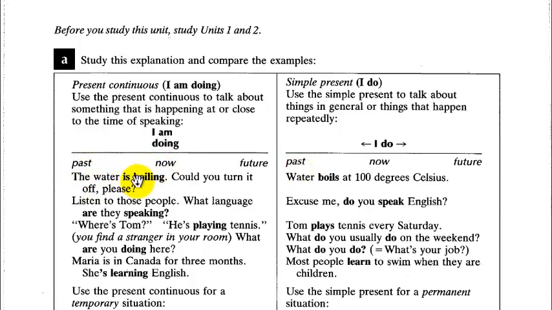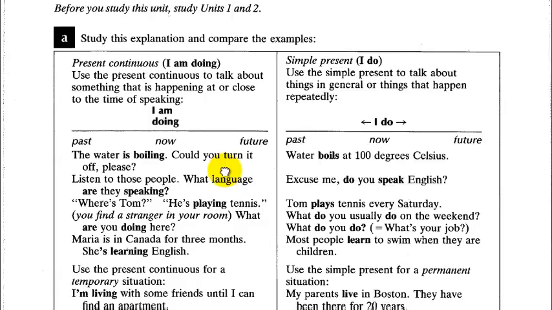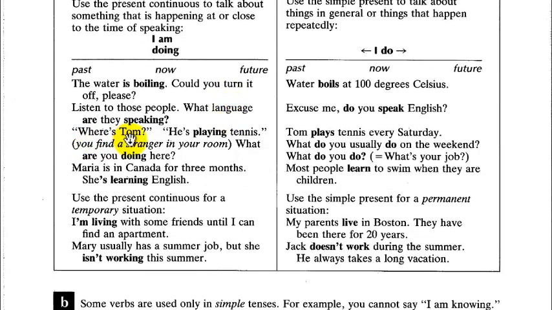The water is boiling. Could you turn it off, please? Simple present: water boils at 100 degrees Celsius. Listen to those people. What language are they speaking? And here: excuse me, do you speak English? In general, okay? Where's Tom? He's playing tennis. Okay, Tom plays tennis every Saturday.